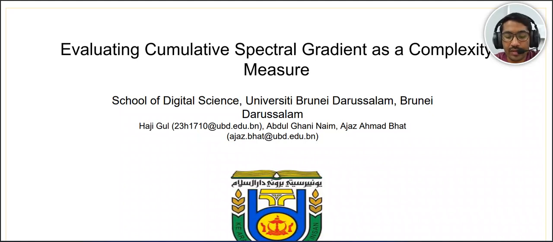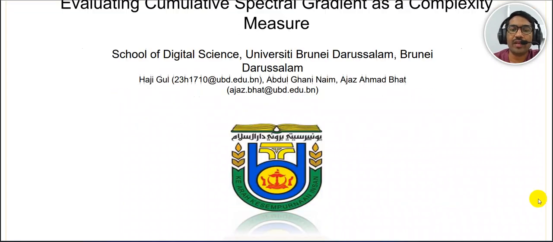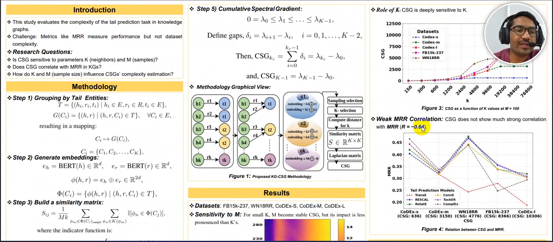Bismillahirrahmanirrahim. My name is Haji, and in this video I'll present our paper accepted in the Muslims in Machine Learning workshop at ICML. The title of our paper is Evaluating CSG, Cumulative Spectral Gradient, as a Complexity Measure in the Field of Knowledge Graph Completion.